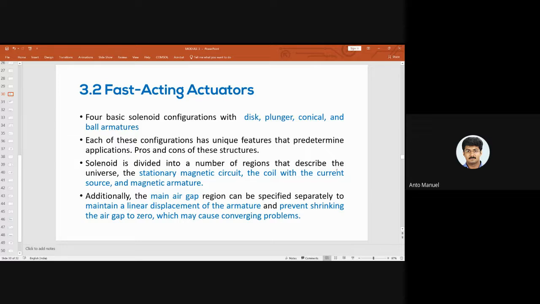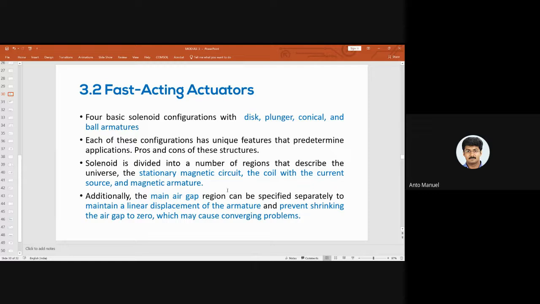Obviously, with the aid of this kind of design, we have some pros and some cons, already analyzed in the system in the sense of fast-acting actuators: disc, plunger, conical, and ball armatures. A solenoid, we can divide into three categories in its architecture. It has a stationary magnetic circuit, a coil with a current source, and a magnetic armature. These three things a fast-acting actuator should always have.